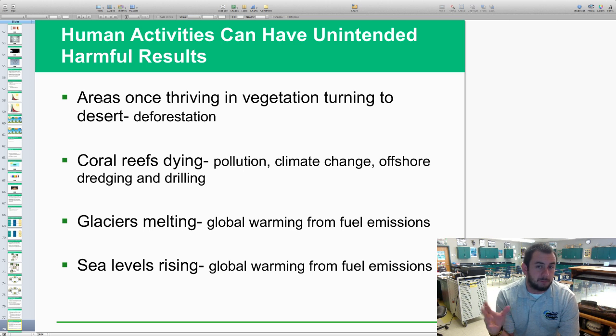Also, coral doesn't do well with warmer water, so that's going to heat up the water. Coral dies, which also releases more CO2 into the atmosphere. The oceans can't hold that CO2. And the CO2 is a greenhouse gas that increases global warming even further and continues that cycle. That is another example of a positive feedback loop.